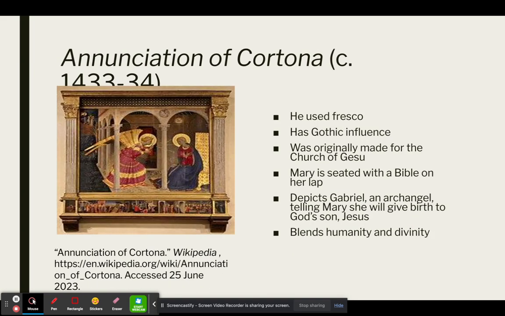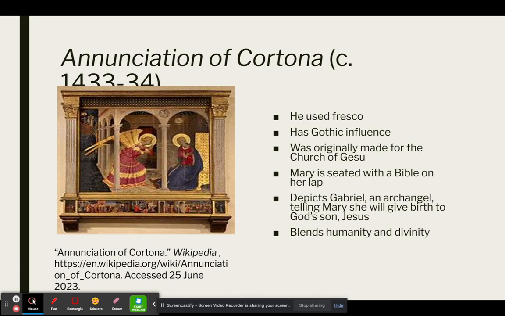The next artwork is The Annunciation of Cortona. For this artwork, he used fresco. Like the previous painting, there is also some Gothic influence in this, as the lines that we see are common in Gothic art. This artwork was originally made for the Church of Gesù, but was eventually moved.